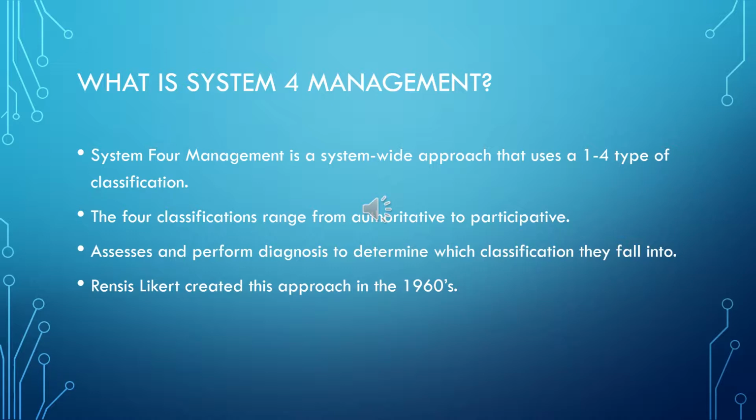Rensis Likert created this approach in the mid-1900s. The system made it possible to quantify the results of all the work that various theorists had been doing with group dynamics. Likert identified the problems with traditional organizational structures by outlining characteristics of high and low producing organizations.